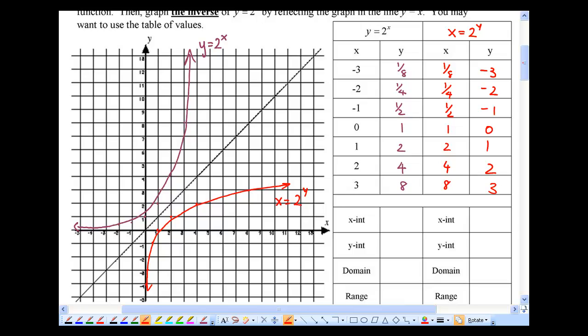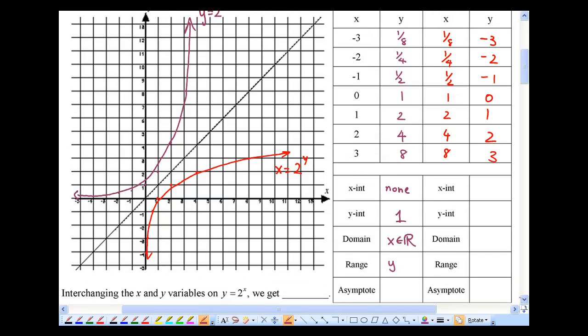Now, before we continue, I'd like to look at just some of these characteristics of the exponential and this inverse graph. So the x-intercept for the exponential, well, I don't think there is one, so none. There is a y-intercept, and I think that happens at 1, so we'll put that down. The domain, yeah, we should remember that as all real numbers from last chapter. And the range, yes, it's bigger than 0. With the asymptote, and in this case it's a horizontal asymptote at the value y equals 0.